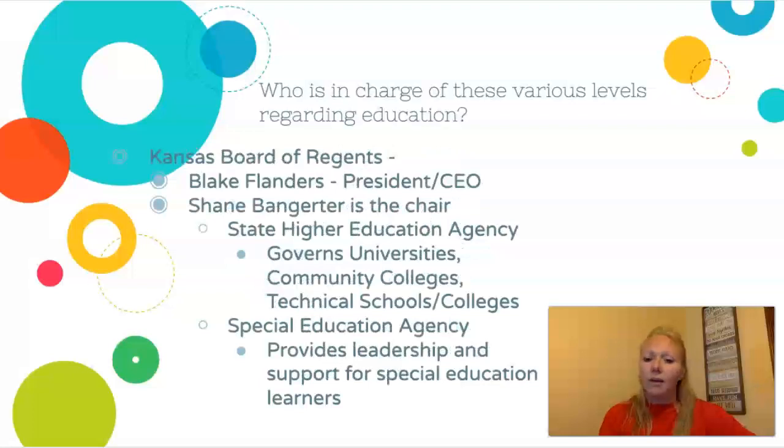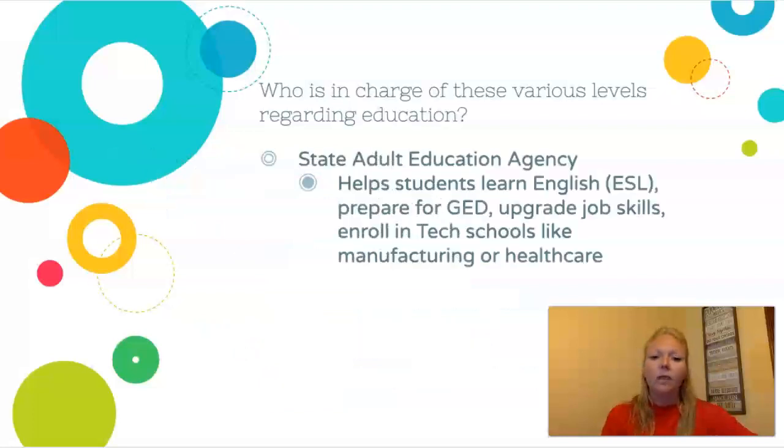So then other levels of this are the Kansas Board of Regents. I just put 2 of the board members. Blake Flanders is the president and CEO from the resource that I found, and Shane Bangerter maybe is the chair. So they are in charge of the universities, community colleges, technical colleges, and technical schools. Then along with that is the Special Education Agency, and they provide leadership and support for special education learners.